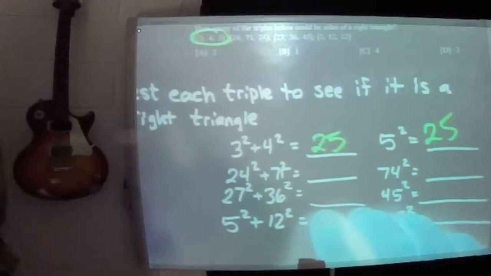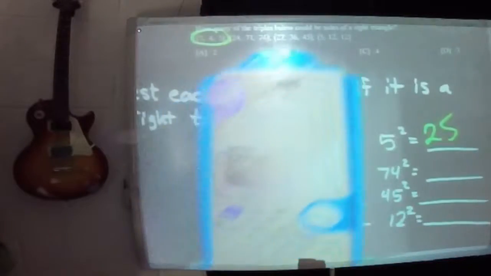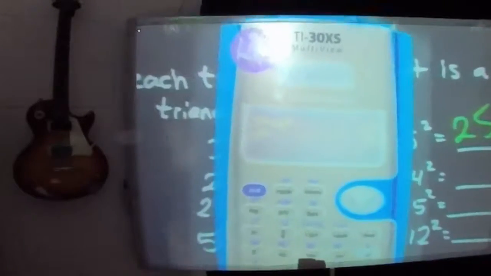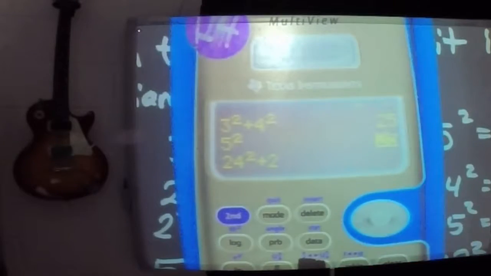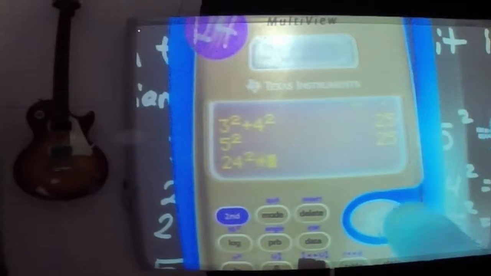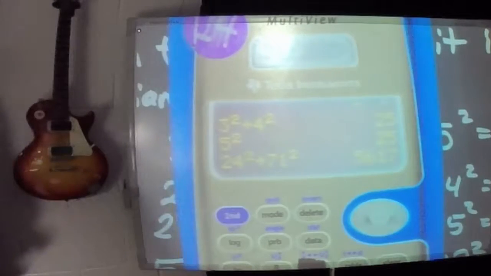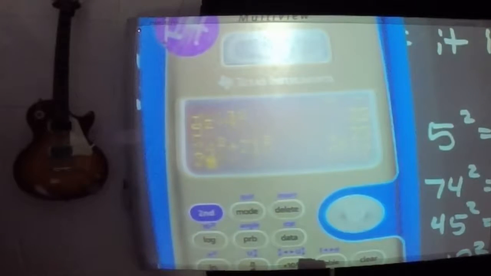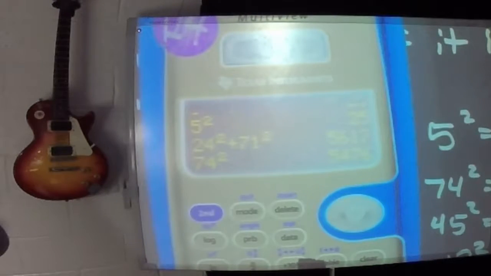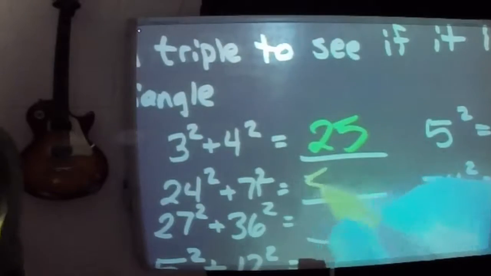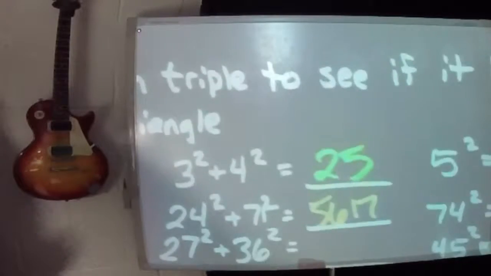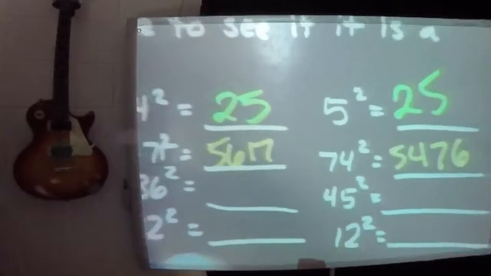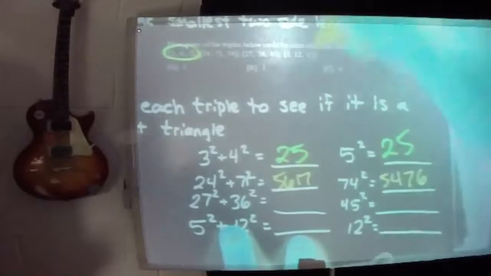So the next one, you got 24, 71, and 74. In your calculator, you go 24 squared plus 71 squared. Hit enter. 5617. Then you want to see, does that equal the same as 74 squared? And no. You got 5617, and you got 5476. So that would be a no on triangle 2.